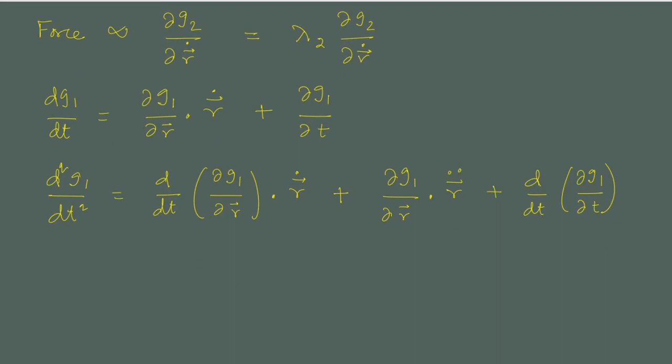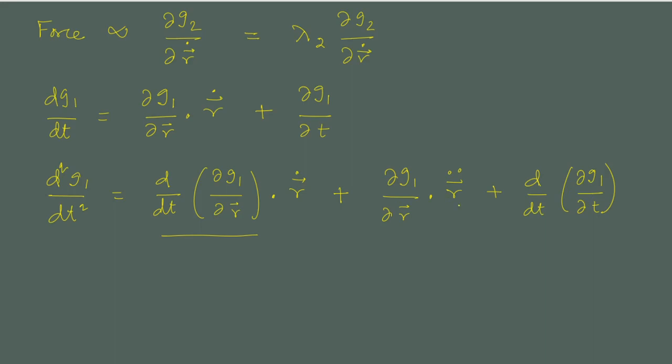Now this term del g1 by del r could be a function of position and time, so its total derivative can at the most give us velocity but not acceleration. And similarly, the last term del g1 by del t here could be a function of position and time, so its total derivative will give us at the most velocity.